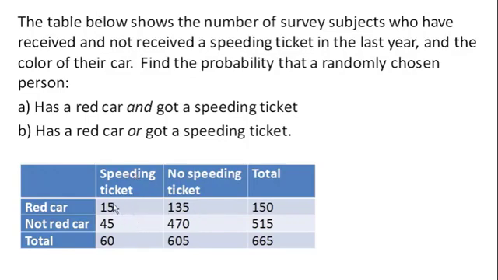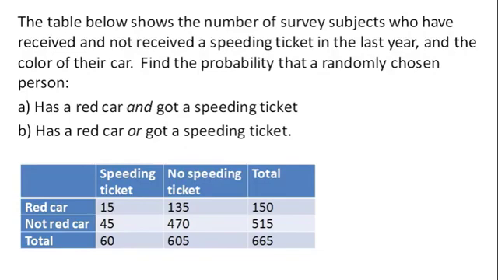Now, if you look at the table here, there's basically 4 different categories. Here we got speeding ticket and red car, no speeding ticket and red car, speeding ticket not red, no speeding ticket not red. And then we have totals for each of the columns, totals for each of the rows, and then the total of everyone surveyed.